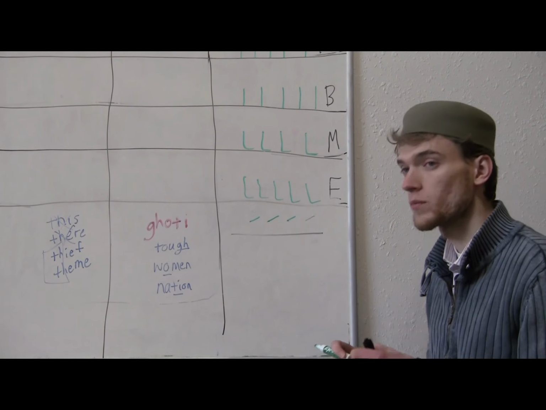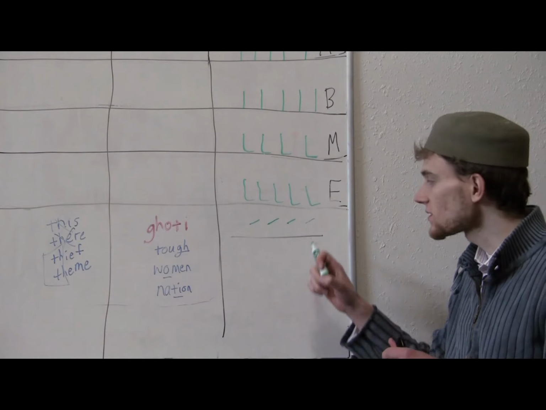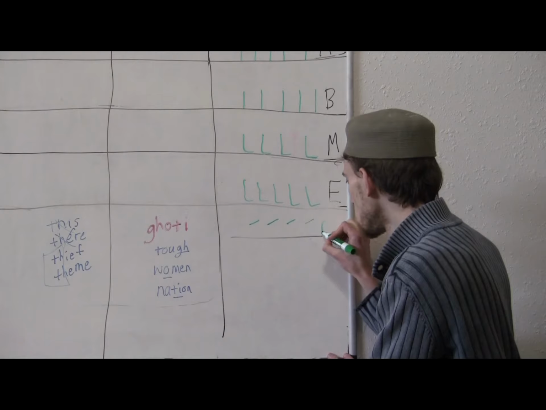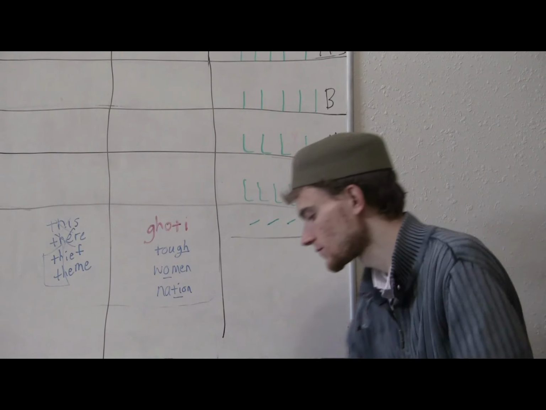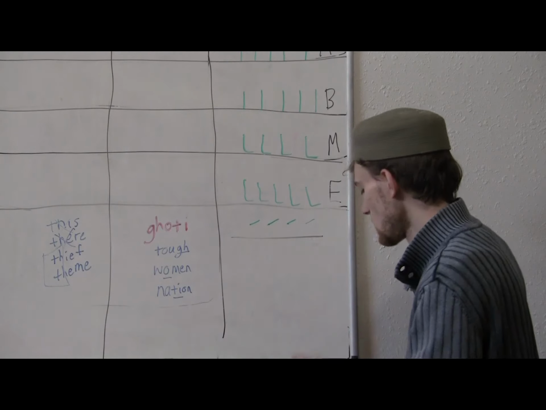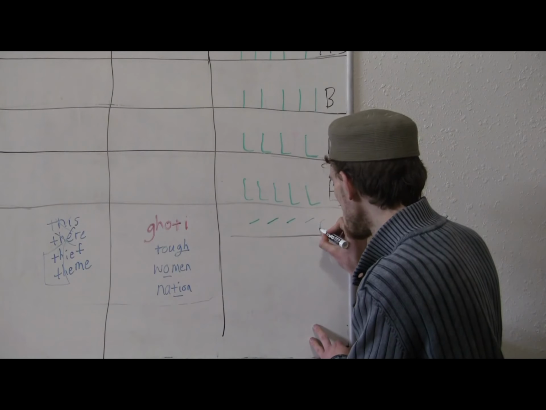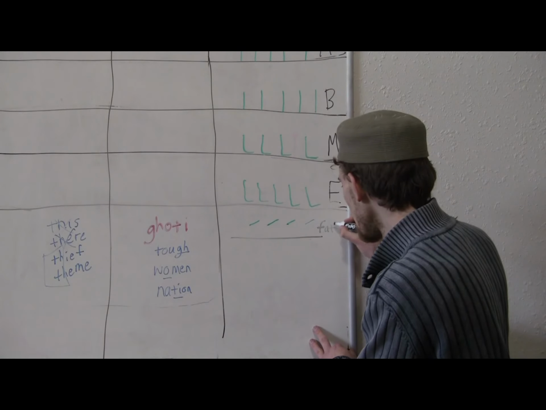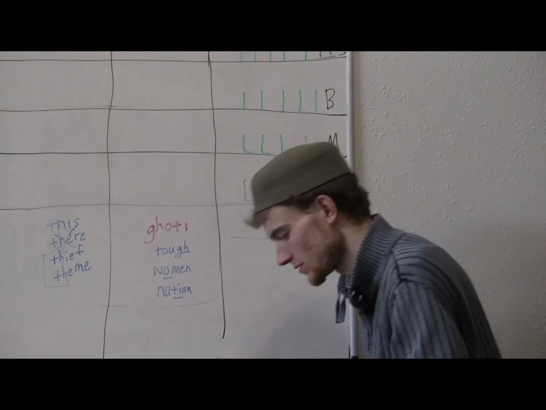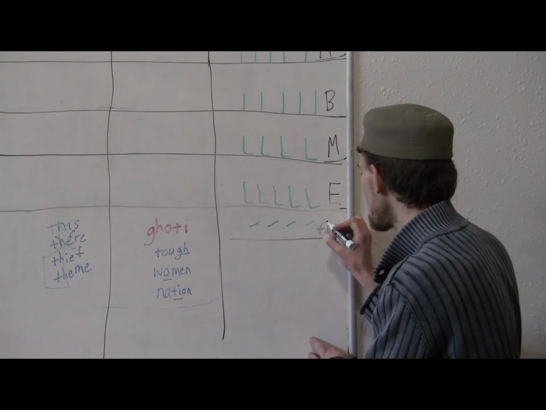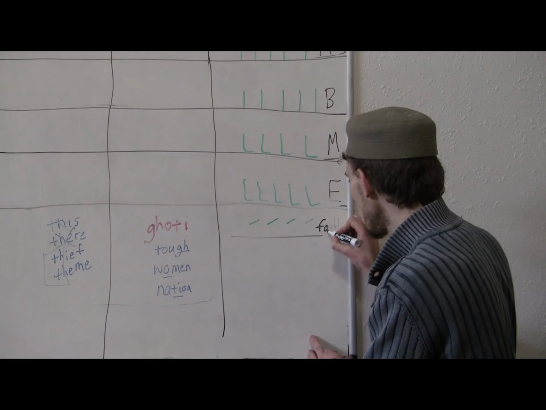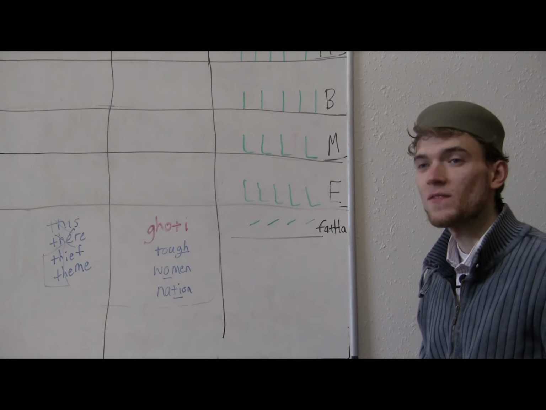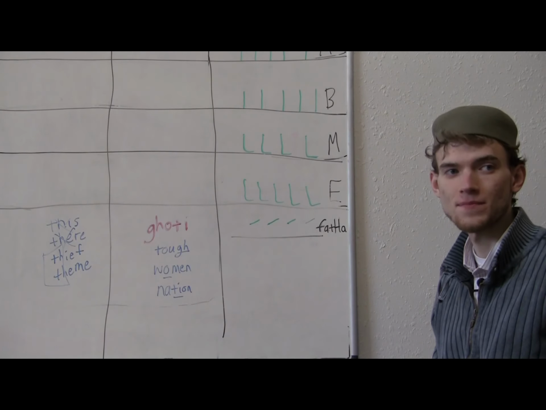One more important thing to remember about this symbol, short vowel a. All my pens aren't going exactly right. Let's try something else. Oh, picked up the wrong one anyway. Okay. Here we go. That's better. His name is Fatha. Everyone say Fatha.